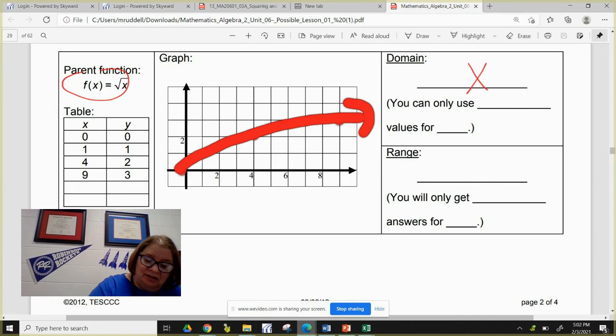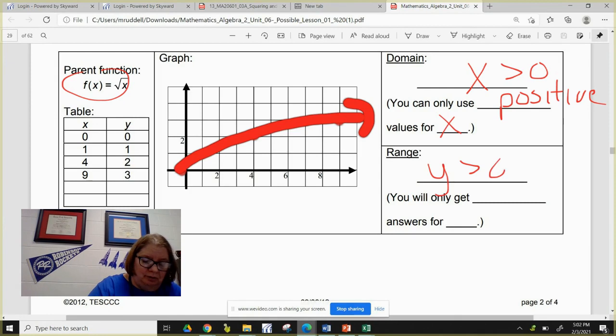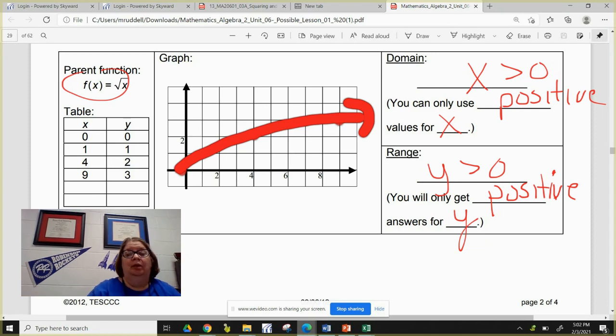The domain is x is greater than or equal to 0. You can only use positive values for x. The range is y is greater than or equal to 0, and we've talked about this week, you will only get positive answers for y. This is our parent function. This is nothing new. We've talked about this all week. Y equals square root of x. The endpoint's at 0, 0, and it goes up and to the right. The domain is x is greater than or equal to 0. The range is y is greater than or equal to 0. Okay? The x values are positive. The y values are positive.